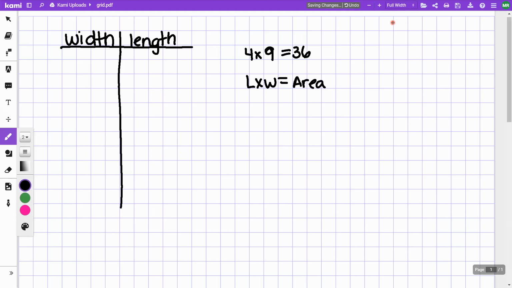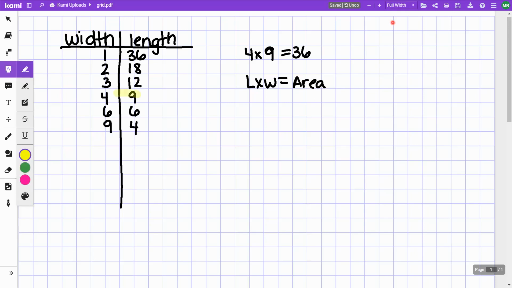So if I want all possibilities, I'm going to start with 1. 1 by 36. 2 by 18. 3 by 12. 4 by 9. 5 doesn't work. 6 by 6. 7 doesn't work. 8 doesn't work. 9 by 4.